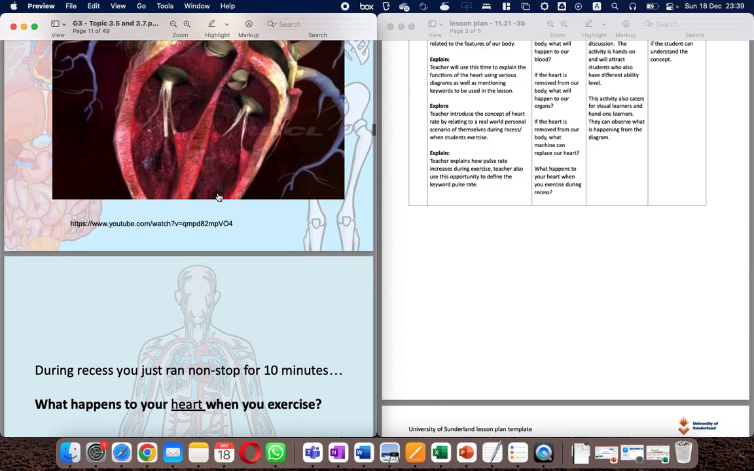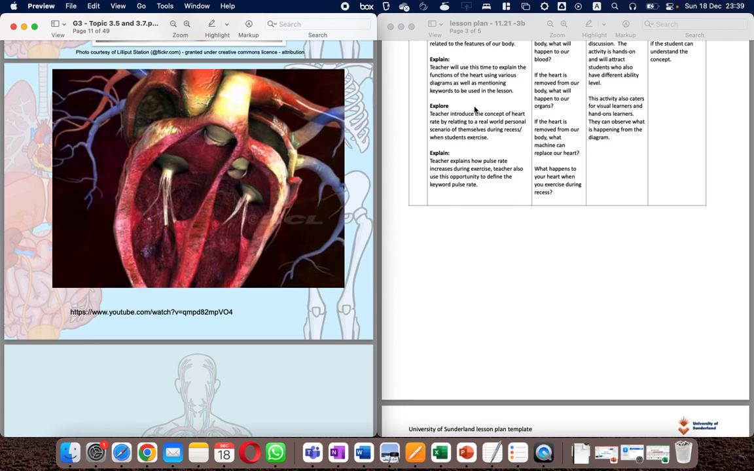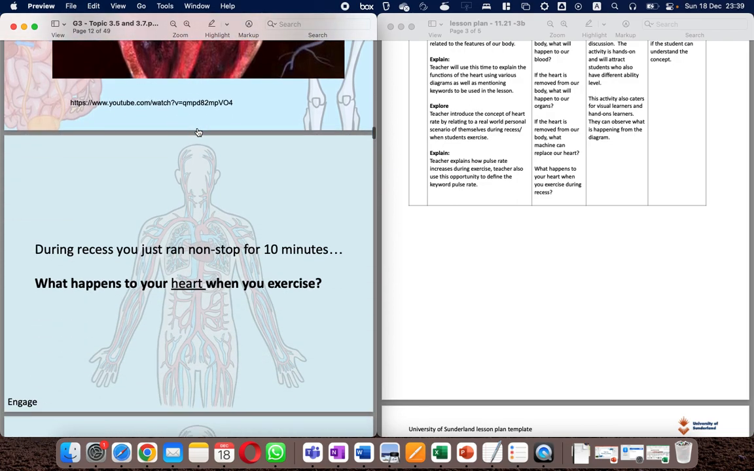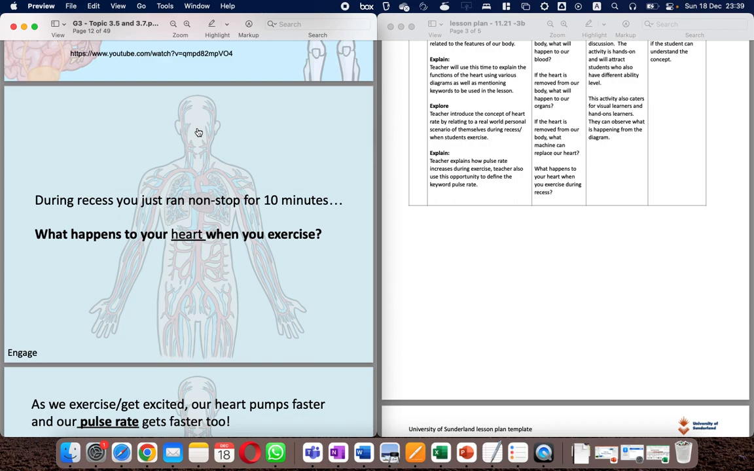Then we want to ask them, hey, can you explain the parts of the heart? What happened? We just had recess, or we have break time. We went non-stop for 10 minutes. What happened to your heart when it exercised? So the idea is we want to get students thinking about respiration and heart and blood, the relationship around the heart and the other parts of the body and the functions.